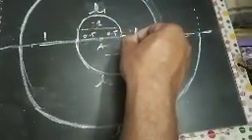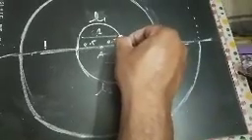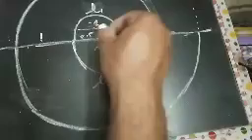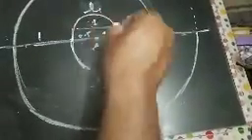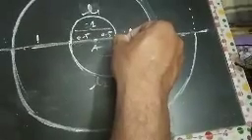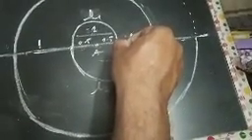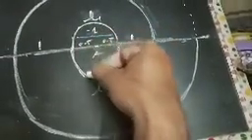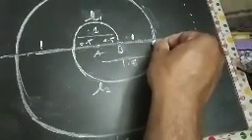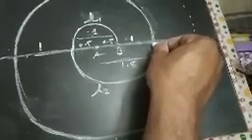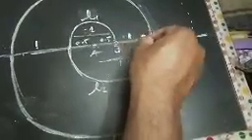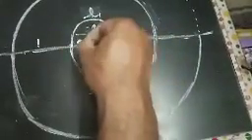Now I take B as center with 1.0 radius. First 0.5, second 0.5, total 1. From this center B, I draw another semicircle with radius 1. From center B to here is 1 radius, and this side also 0.5, 0.5, 1.